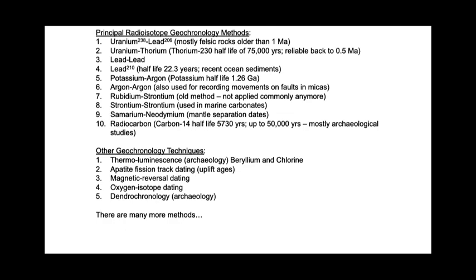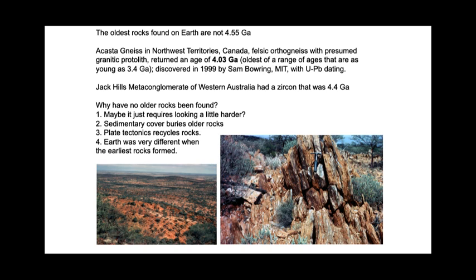Magnetic reversals, of course, are another technique, and I'm going to go into that in a little bit more detail, so I won't talk about it right now. Oxygen isotopes can be used for dating somewhat. And then also dendrochronology, of course. You can count tree rings, essentially, to find out actual absolute age dates. And so on the next slide, I just want to show you some photographs of what it's like to date these rocks.